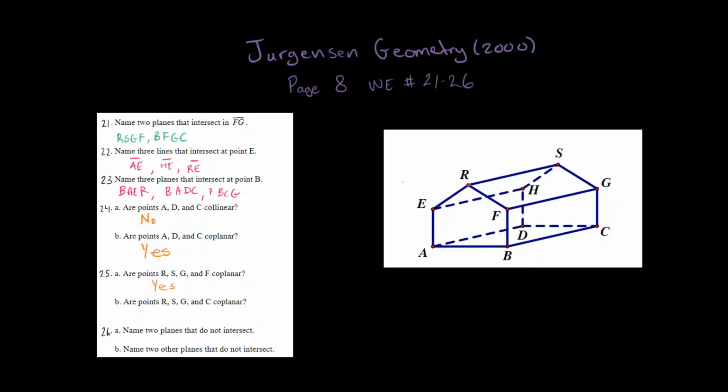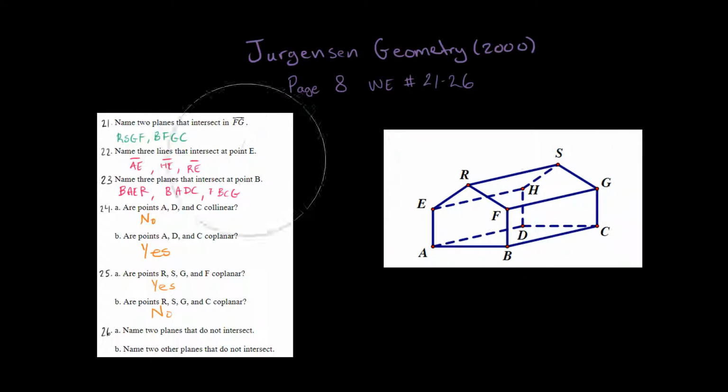So let's outline those. We have R, S, G, and C. We can connect the dots once again, but this time we run into a problem. We can say R, S, and G are on this plane, and then C is on another plane. We could say S, G, and C are on this back plane, and R is on another plane. But no matter how we try to say it, R, S, G, and C can never be on the same plane. So no, they are not coplanar.